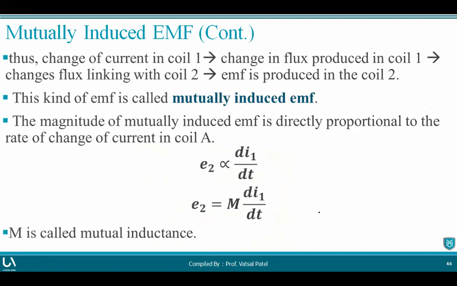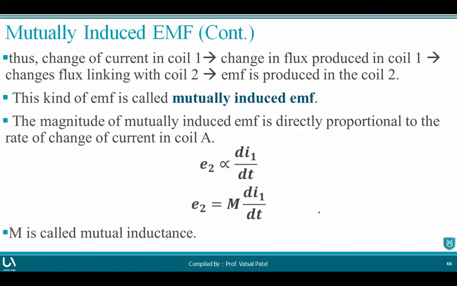Now the derivation part. First of all, understand that whatever the change of the current in coil 1, once you change the current, you will change the flux produced in coil 1. That flux will be linked with coil 2, and coil 2 will produce an EMF.